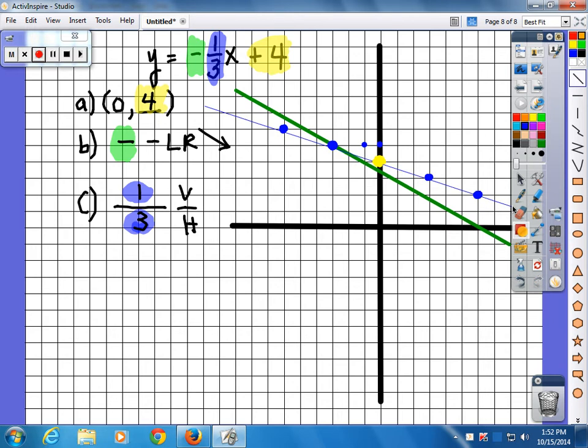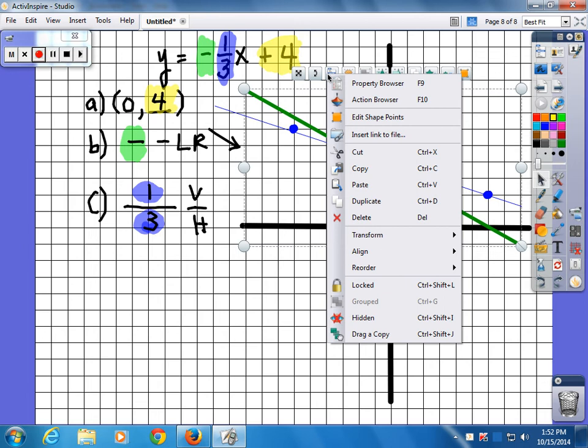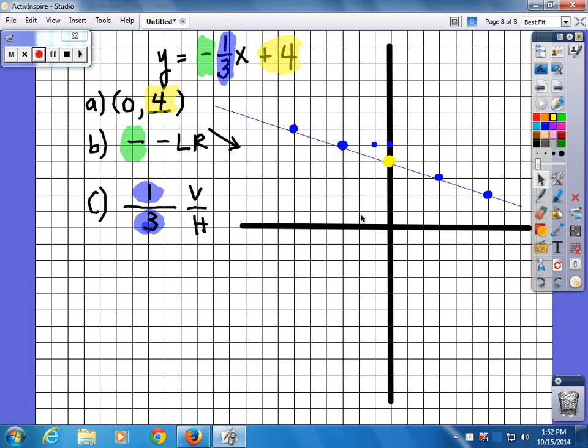And there's your line. And once you get through with that line, what do you do to your trace line? You delete it. And there's your line. Now how hard is that?